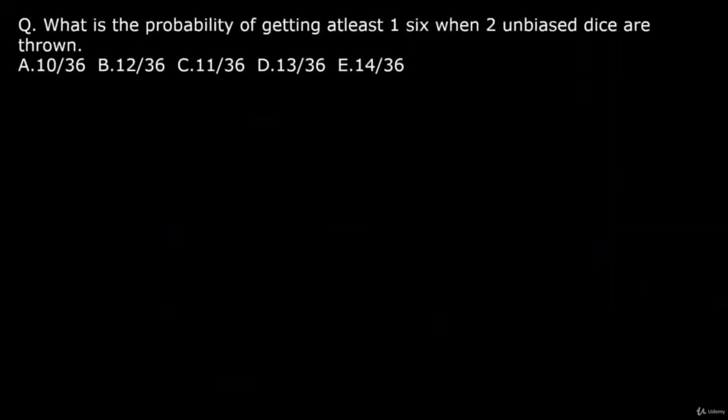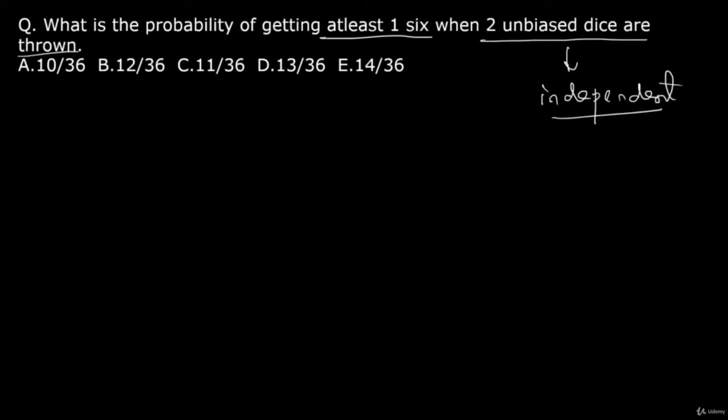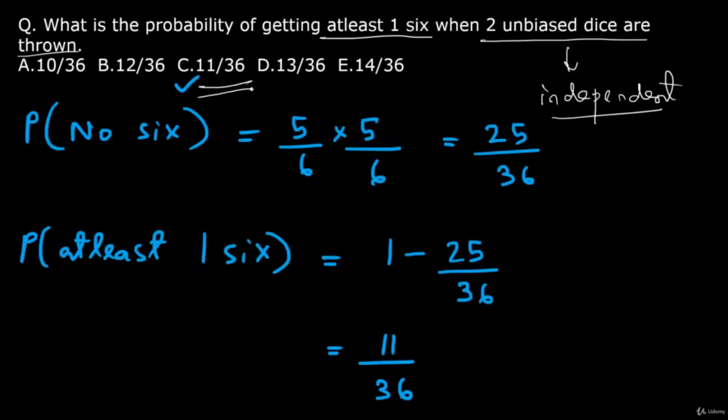Let's read the next question. What is the probability of getting at least one 6 when two unbiased dice are thrown? Whenever you throw these two unbiased dice, these are independent events, right? So what's the answer? The correct answer is answer option C. That's 11 divided by 36.